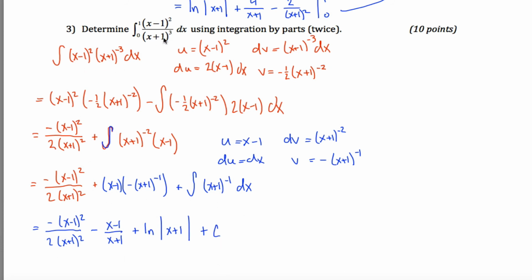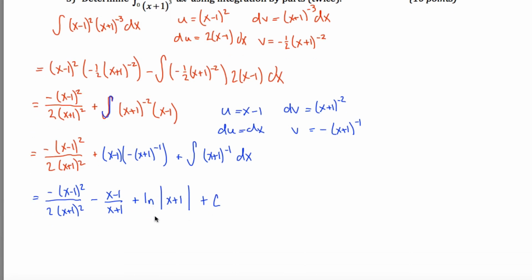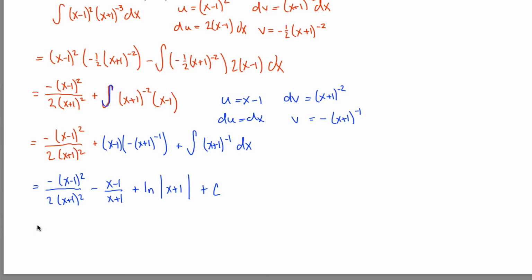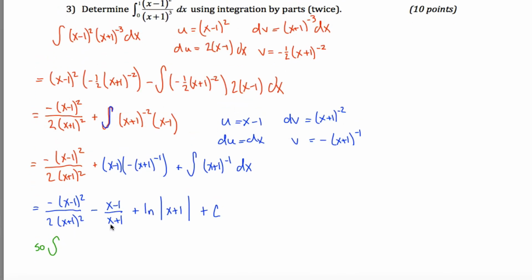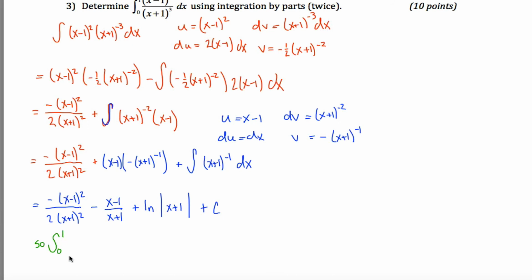Unfortunately, this is not what was asked. This is what was asked. All right, so it being green. So the integral from 0 to 1 of x minus 1 to the second power, aka squared, divided by x plus 1 cubed will be equal to this thing evaluated at 1 minus this thing evaluated at 0.